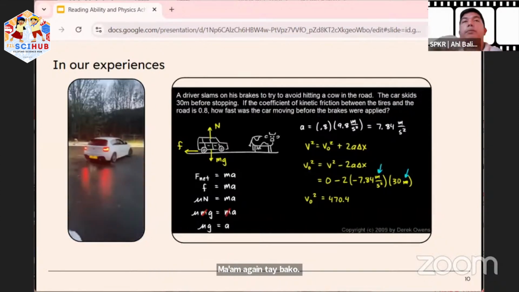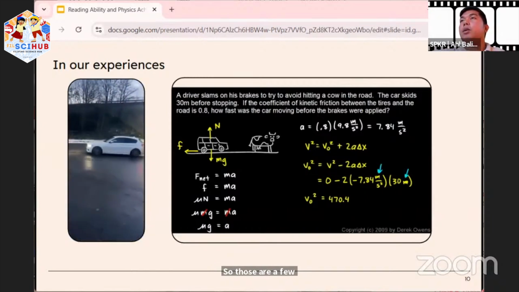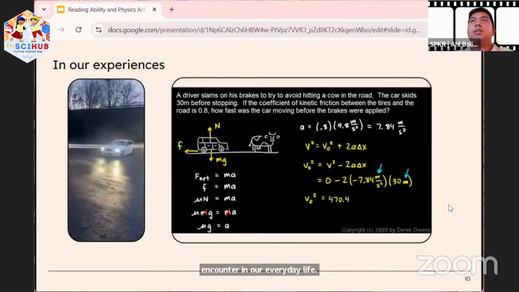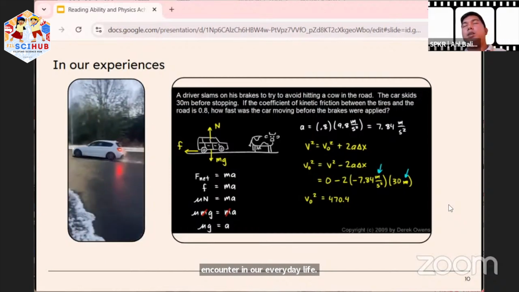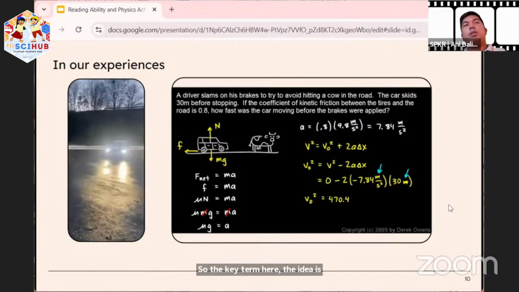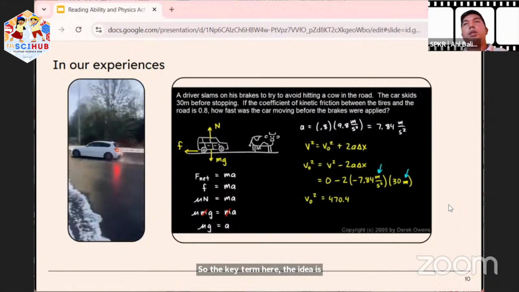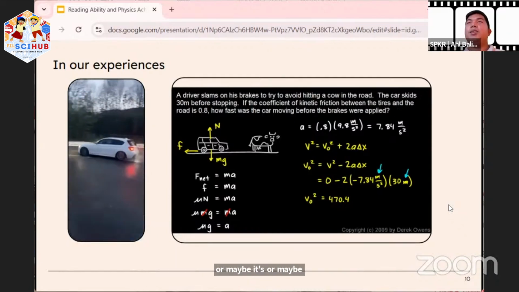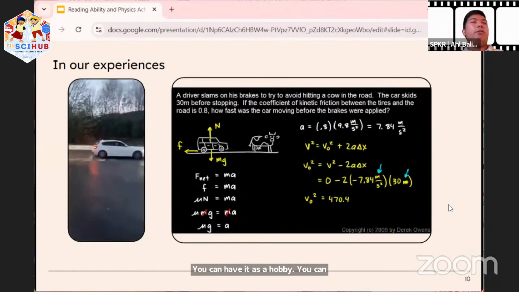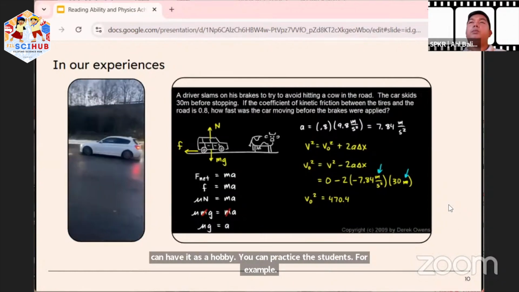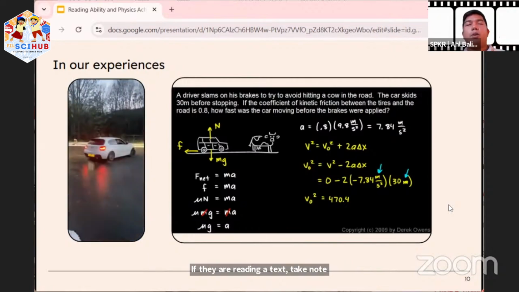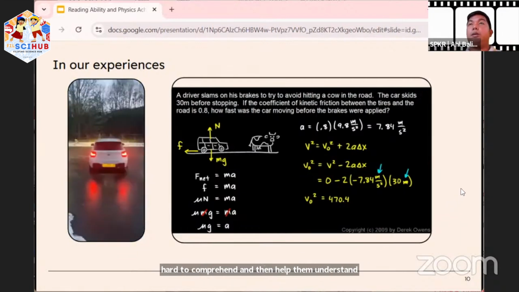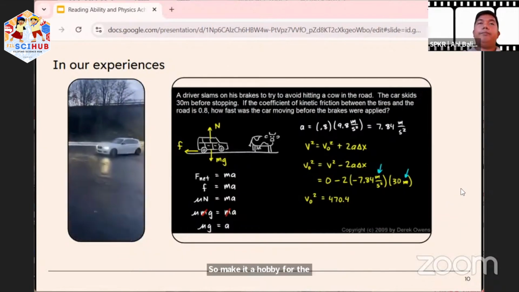So, those are a few examples that we encounter in our everyday life as physics teachers or maybe science teachers. So the key idea here is let's help our students comprehend. There are techniques, or maybe you can have it as a hobby. You can practice with the students. For example, if they are reading a text, take note of the terms that they find hard to comprehend, and then help them understand what those terms are. So make it a hobby for the students to do that. Yeah.